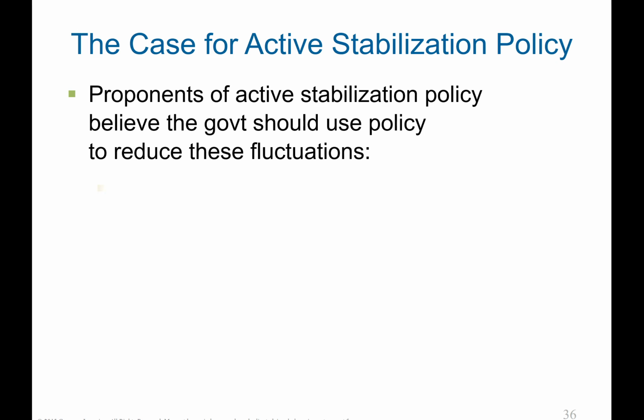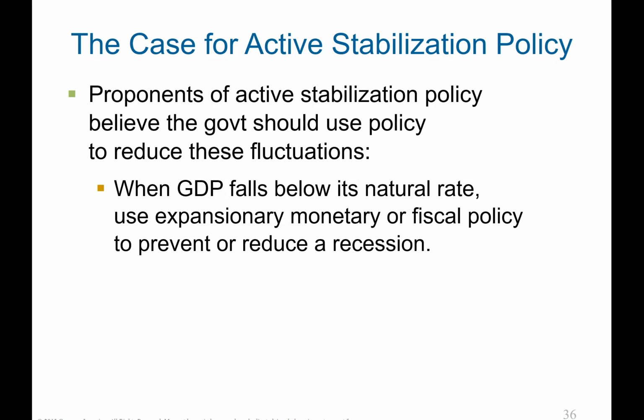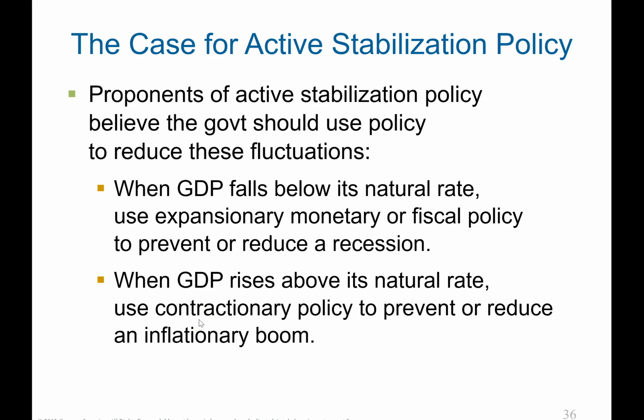Proponents of this believe the government should use the policy tools they have available to reduce these fluctuations. When the GDP falls below its natural rate, they say that the government should use expansionary monetary or fiscal policy to reduce or prevent a recession. Now, the government, of course, does not use monetary policy. Those are the actions of the Federal Reserve, and the government does not direct the activities of the Federal Reserve. But they're saying that generally policies that are made should focus on this idea of expansionary economic policy.